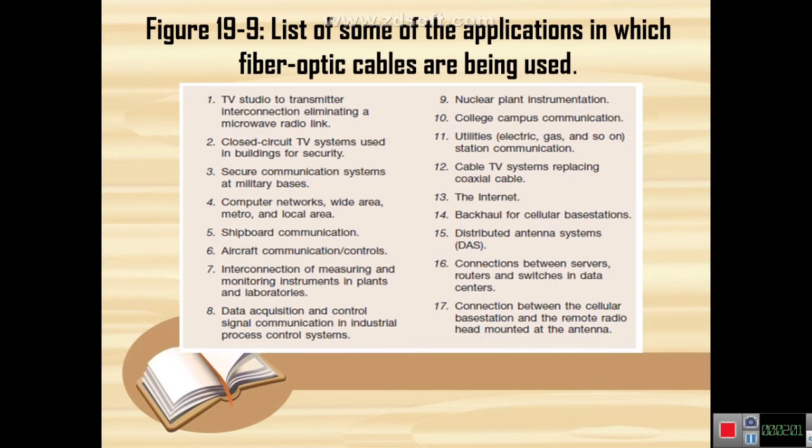college campus communication, utilities such as electric, gas, and so on, station communication, cable TV system replacing coaxial cable, the internet, backhaul for cellular base stations, distributed antenna systems or DAS, connections between servers, routers, and switches in data centers, and lastly, the connection between the cellular base stations and the remote radio head mounted at the antenna.